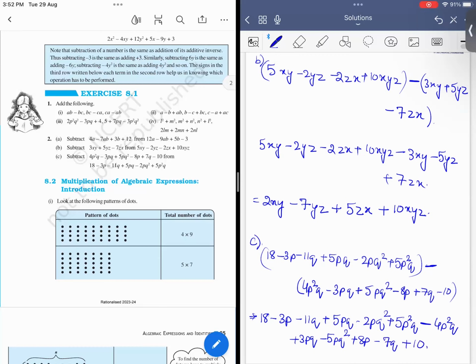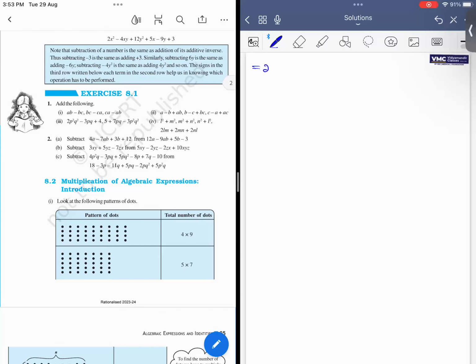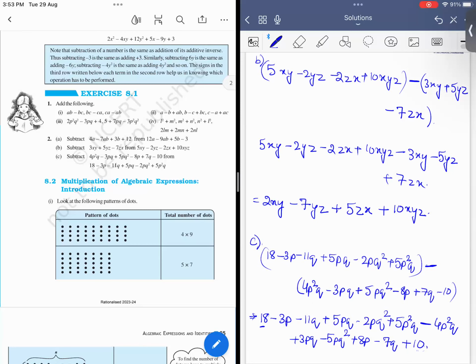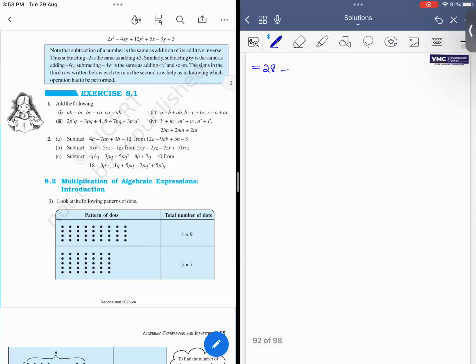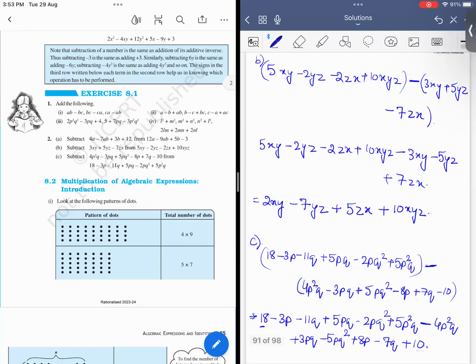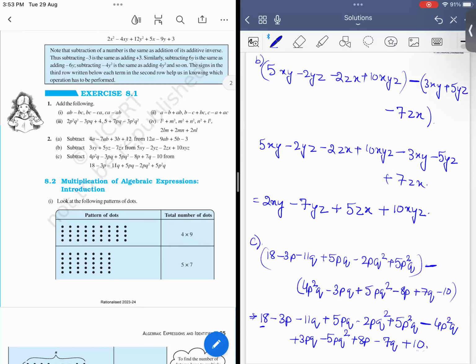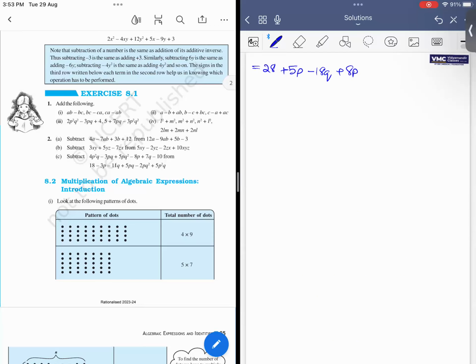Now bring the like terms. See the like terms and bring them with their proper sign. So 18, which is the constant term, and 10 get added up and become 28. Now, what about the variable terms? Minus 3p and plus 8p, that is plus 5p. Next, minus 11q and minus 7q, that is minus 18q, plus 5q and plus 3pq, that is 8pq positive.